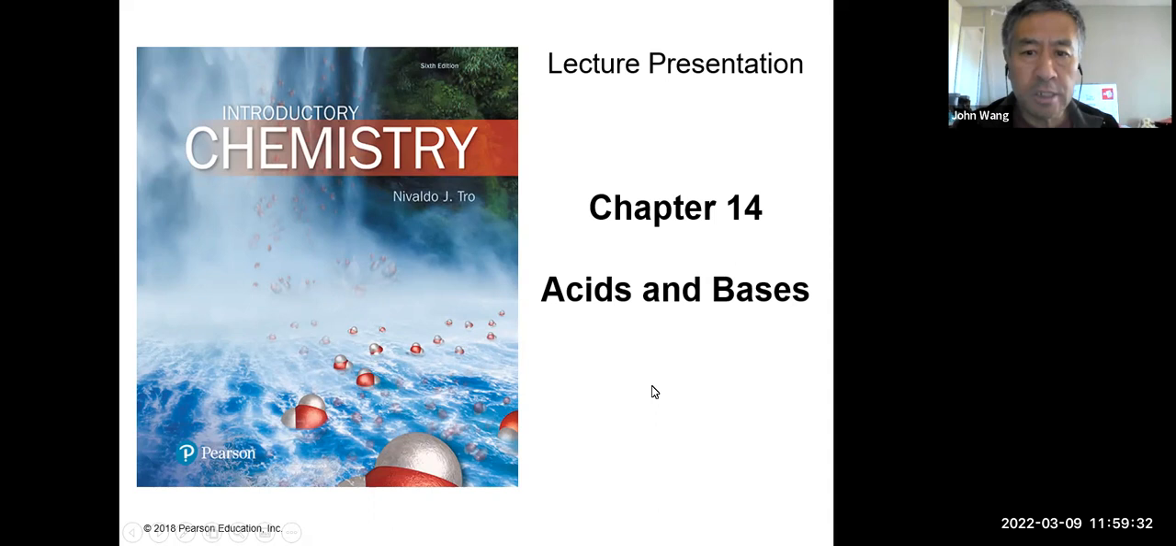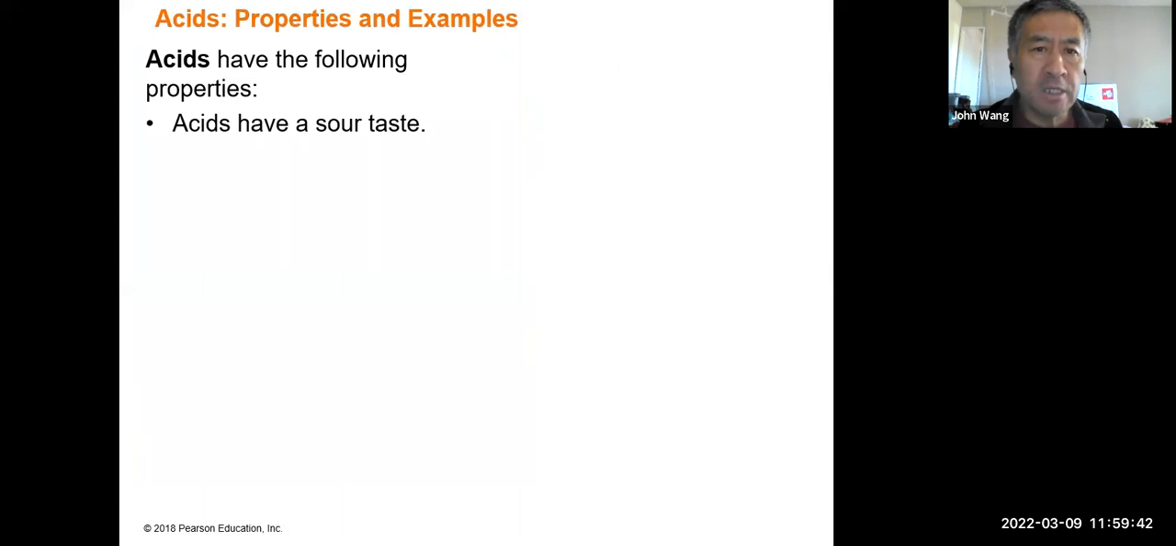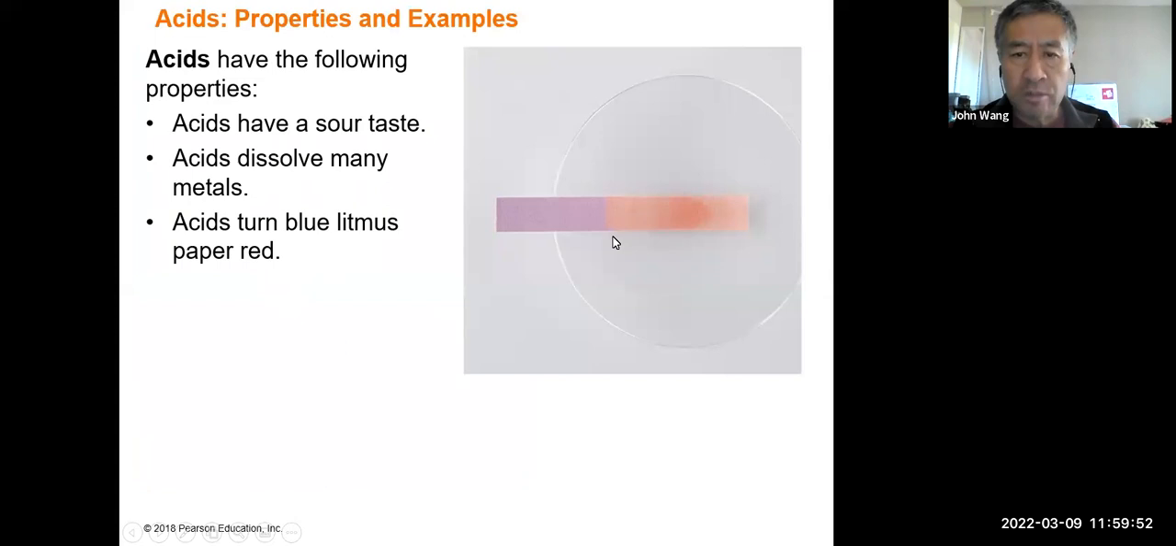Okay, so chapter 14, acids and bases. Acid properties and examples. Acids have the following properties. Acids have a sour taste. Acids dissolve many metals. Acids turn blue litmus paper to red. And here's a picture of the litmus paper, and this part is in the acid solution, so it becomes red.